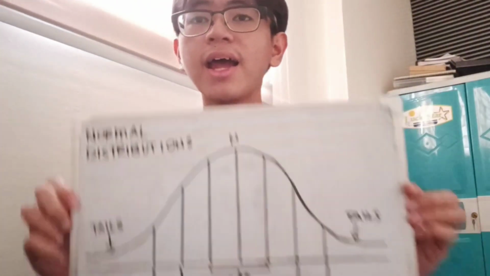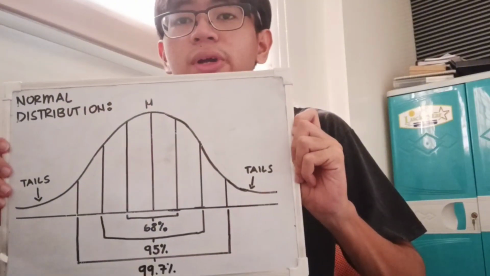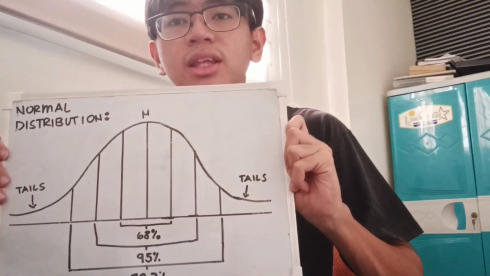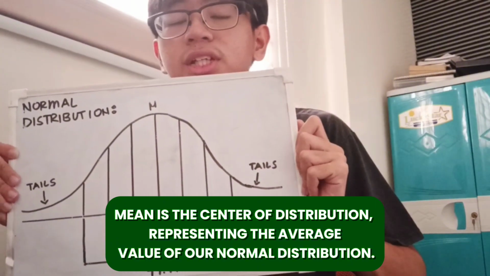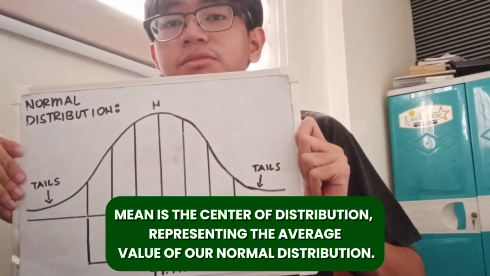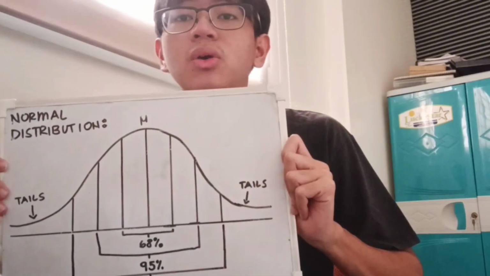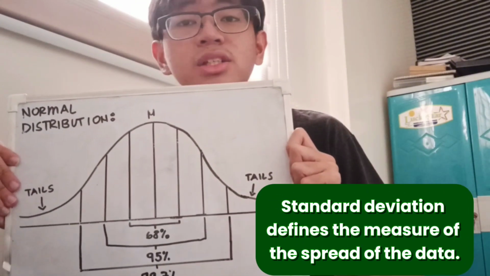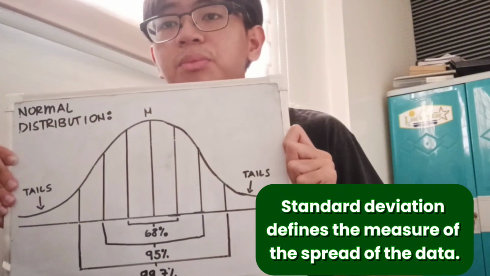Now, let us proceed with the key regions in normal distribution. Firstly, I have an example of a normal distribution here on our whiteboard. As for the mean, here's the mean. The mean is the center of the distribution, representing the average value of our normal distribution. And we also have what we call the standard deviation, which defines the measure of the spread of the data.